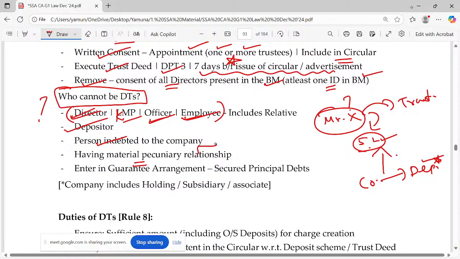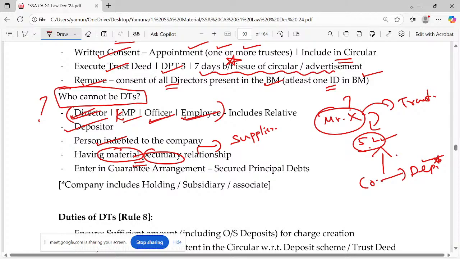What do you mean by material pecuniary relationship? What do you mean by the term pecuniary? In terms of value. 5 lakhs சொல்றோம்ல value. Pecuniary value. Okay, what do you mean by material pecuniary? For example, I'm a major supplier for your company.